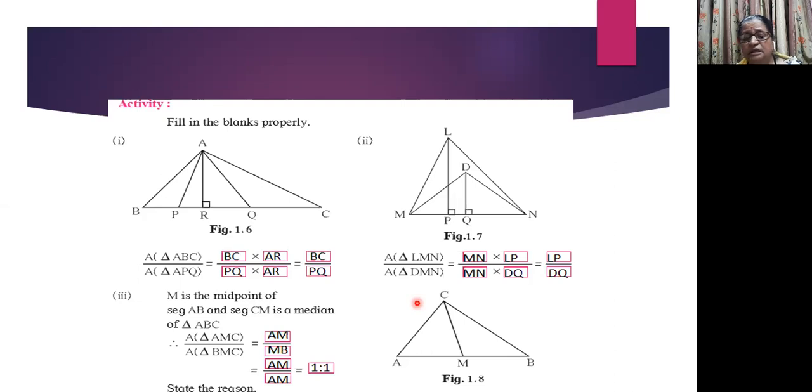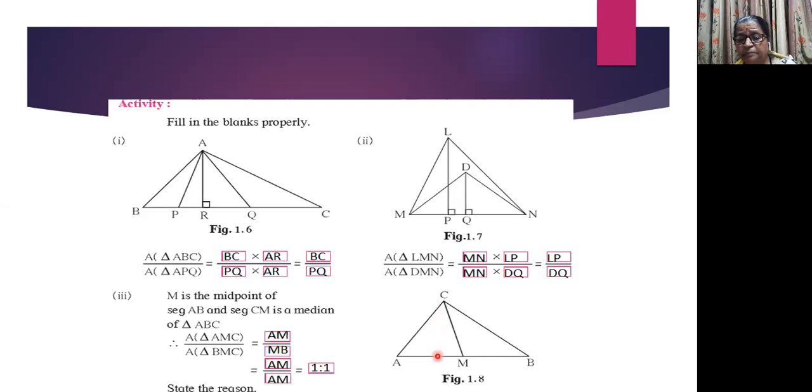In another example, see, this is the figure. In triangle ABC, M is the midpoint of BC, so BM is equal to MC. Therefore, we see that M is a midpoint, and the area of triangle AMC divided by area of triangle BMC is equal to, the height is the same.